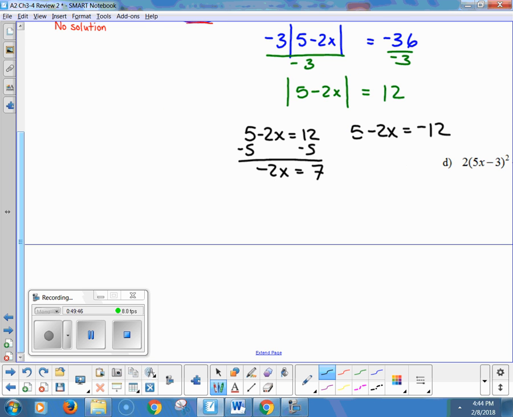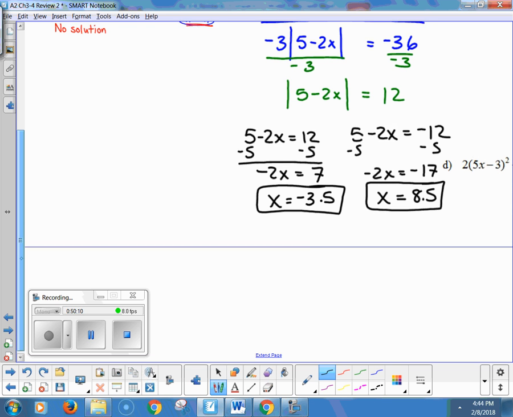Oh, why did I do this to me? So x would equal negative 3.5. Or here, negative 2x would be negative 17. So x would have to be positive 8.5. So we get these two answers.